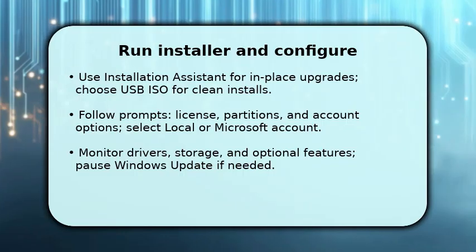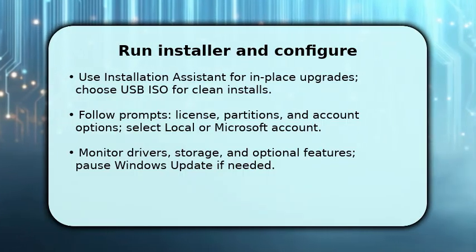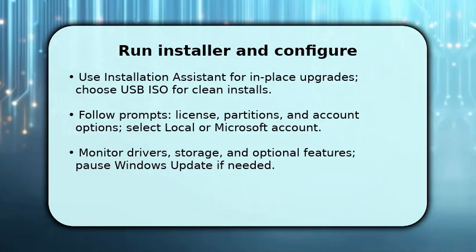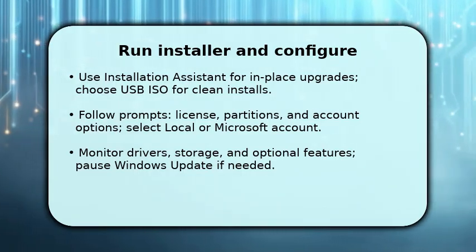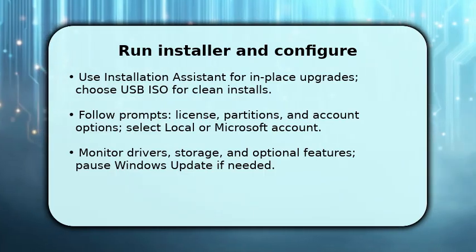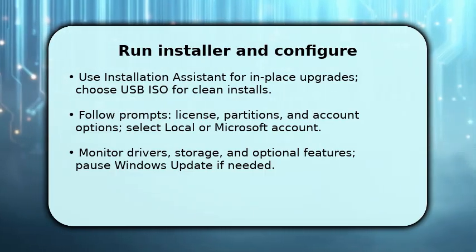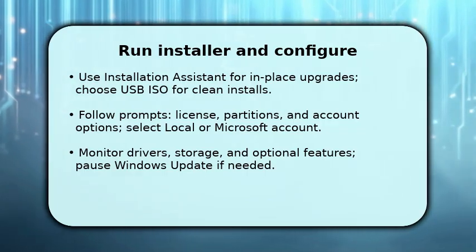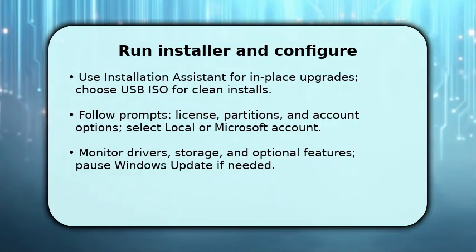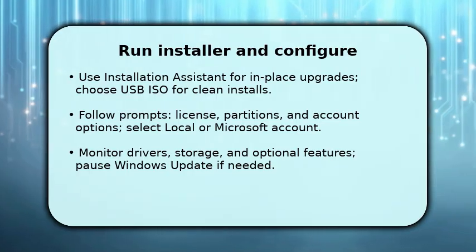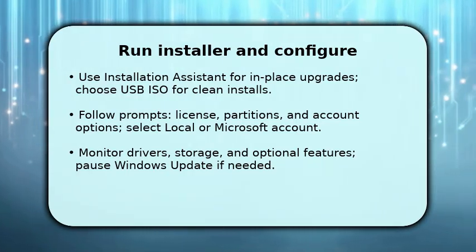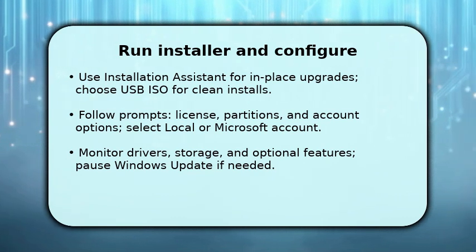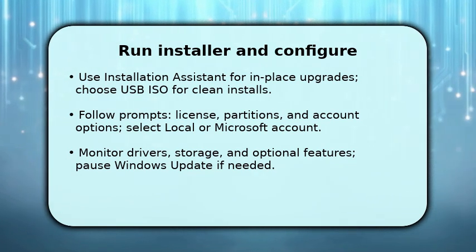Run the Installation Assistant for an in-place upgrade or create a bootable USB from the ISO for a clean install. During setup, accept the license, pick the target partition, and decide between a Microsoft account or a local account. Choose custom partitions only if you understand disk layout. Make sure drivers are available and you have at least 20 GB free. Once done, allow the installer to copy files and restart several times while it configures system components.